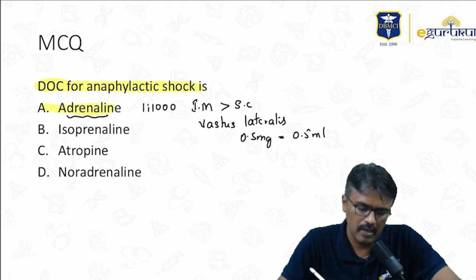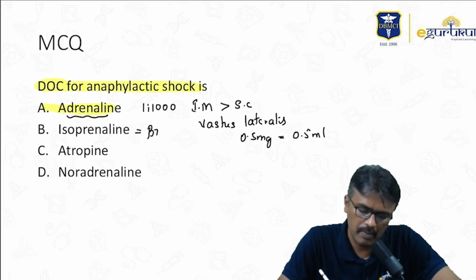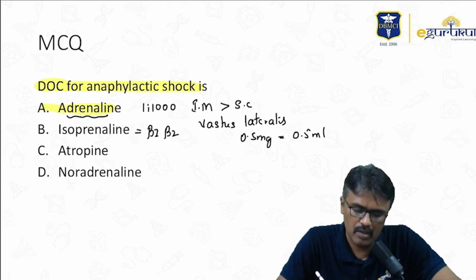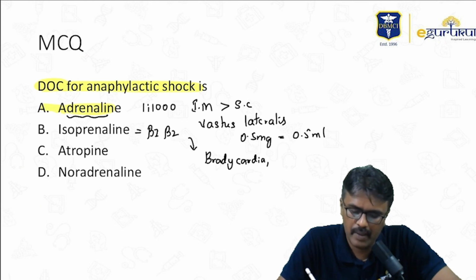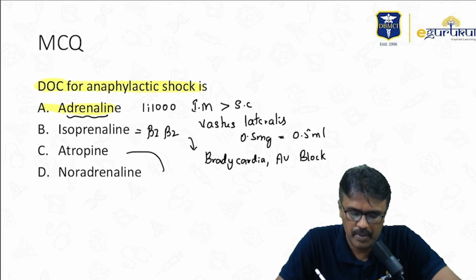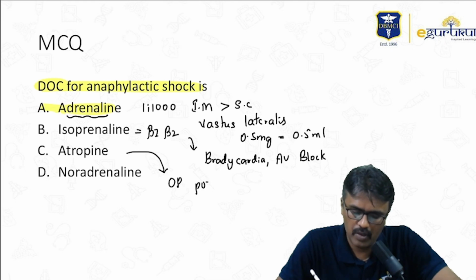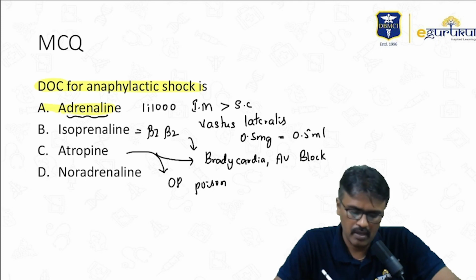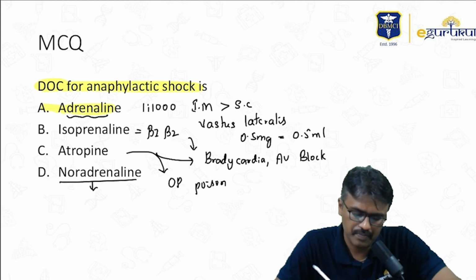Now, isoprenaline mainly acts on beta 1 and beta 2. This is particularly used whenever the patient has bradycardia or AV block. So there isoprenaline is used. Now, atropine is used mainly in the treatment of OP poisoning, and in cardiac it is used in bradycardia and AV block. Noradrenaline acts on alpha 1, alpha 2, beta 1, but it has no beta 2 action.